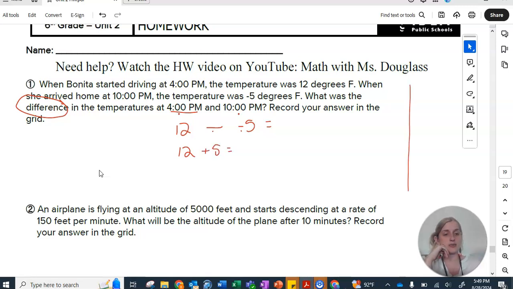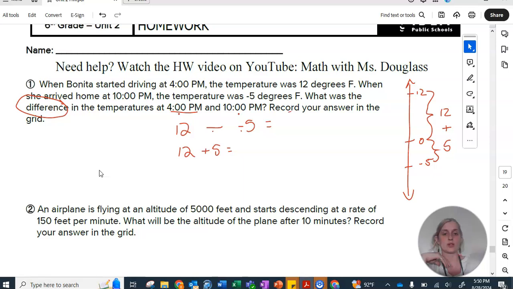Another way to think about it is if we had it on a number line, here's 12, here's 0, here's negative 5. How many spaces, this is basically me asking you what's the absolute value, how many spaces between 12 and 0? 12 spaces. How many spaces between 0 and negative 5? 5 spaces. So 12 spaces and 5 spaces means we need to add those two numbers together.